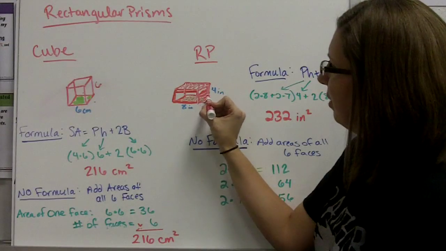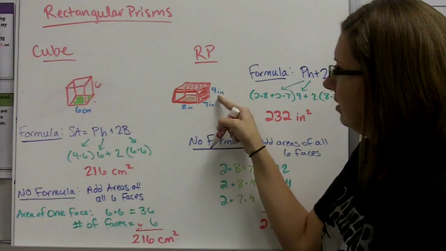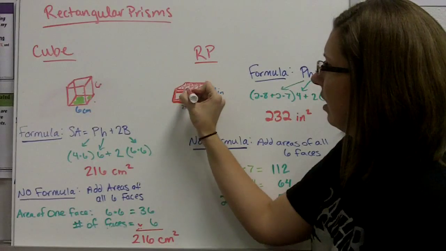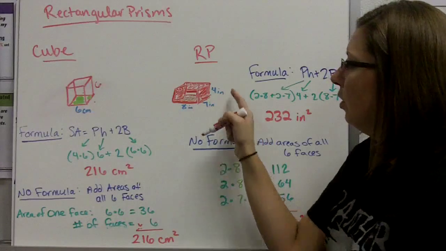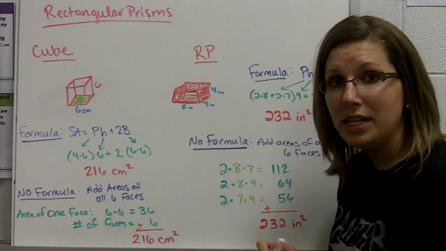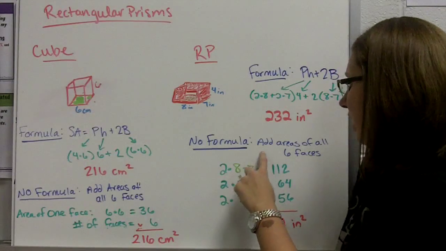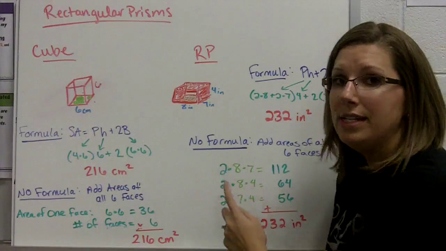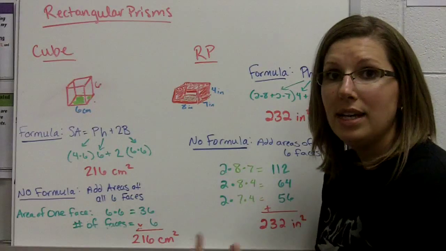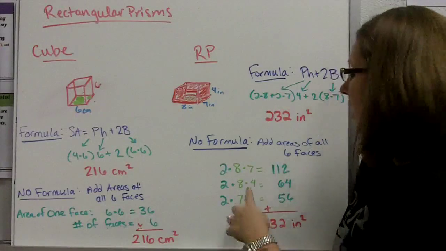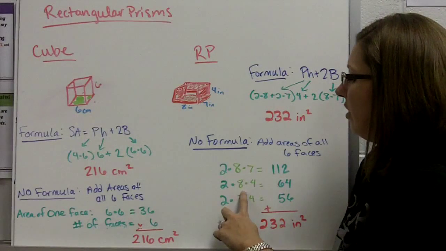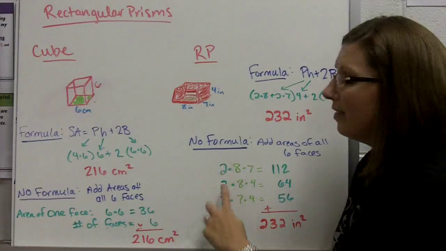These are, let me repeat, 4 by 7s. This side and this side. So I've got 2 faces that are 4 by 7. So again, add the areas of all faces. To find the area of a rectangle, I just multiply length times width. So I've got 2 that are this size, 2 that are this size, 2 that are this size, 6 faces all together.